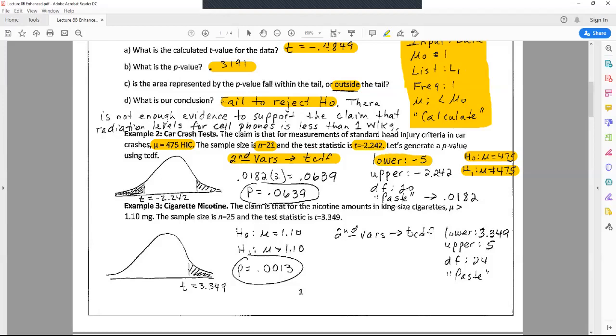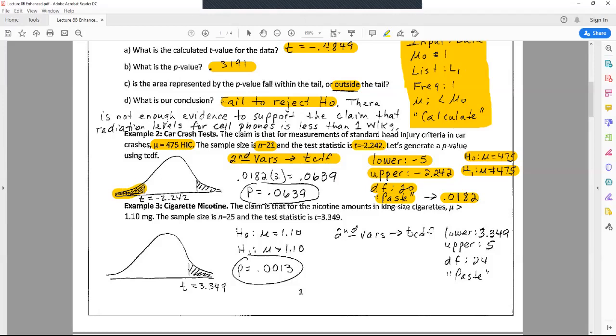For the lower value, use that -5 because -5 is an extremely low t-value. And we're going up to -2.242. And the degrees of freedom is 1 less than n, which is 20. And then we paste, getting this value, 0.0182. Well, that gives us the area from t is -5 up to t is equal to -2.242.